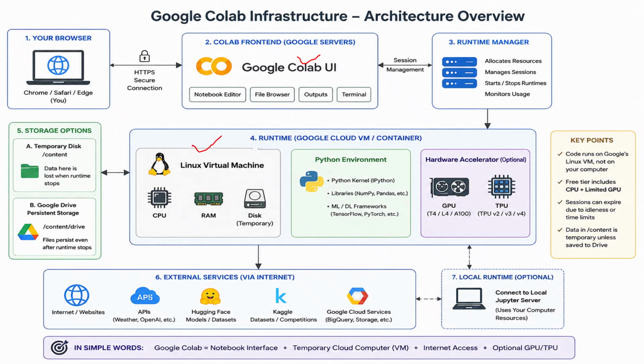This VM provides you the CPU, RAM, and disk. Optionally, you can go for GPU and TPU services for machine learning workloads. Colab can access the internet as well, from where you can download your datasets, call APIs, and connect to external services. Files stored are temporary and disappear when the runtime ends, while Google Drive can be mounted as persistent storage for advanced users. Colab can also connect to Google Cloud resources, and even run code on your local machine through the local runtime.